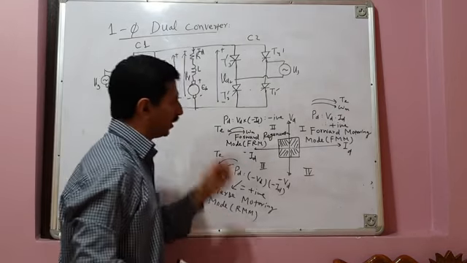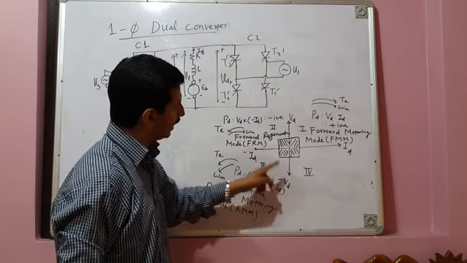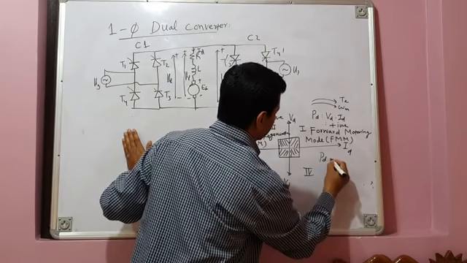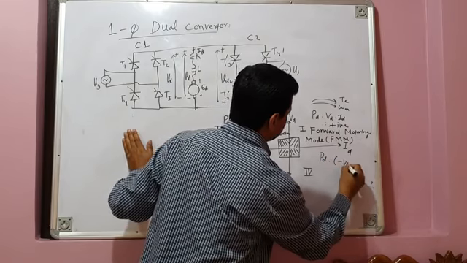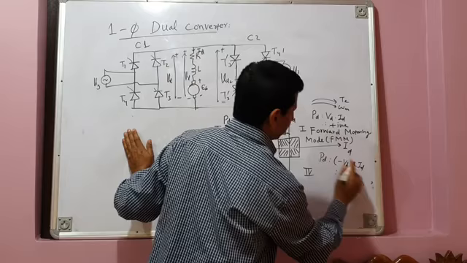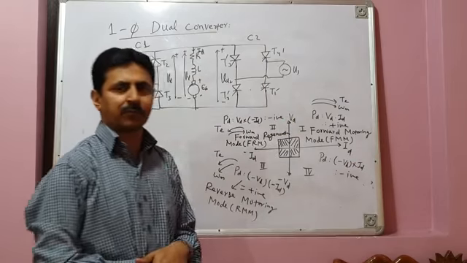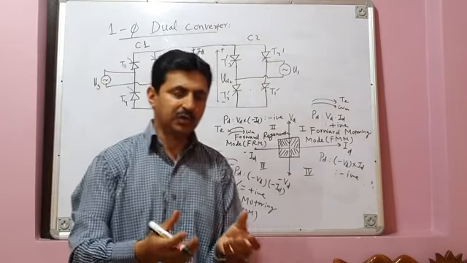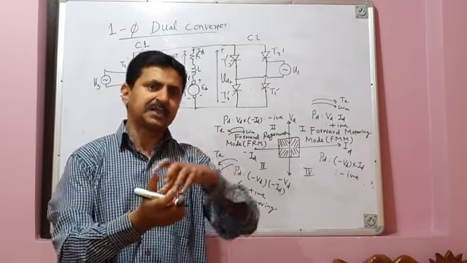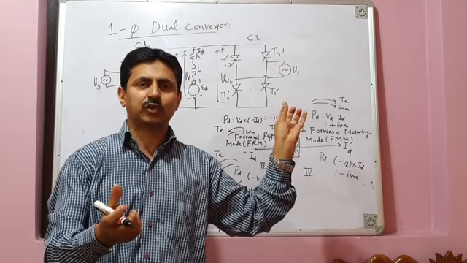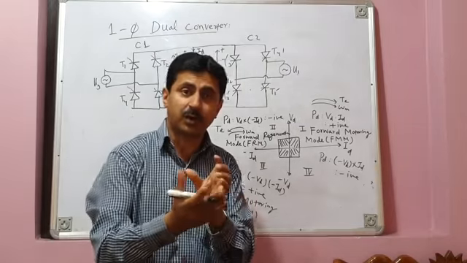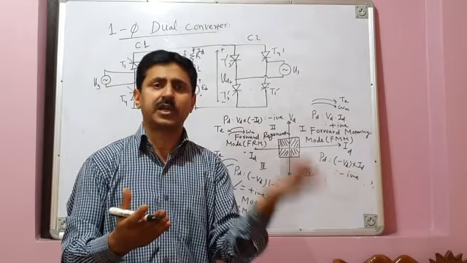In quadrant 4, average output voltage is still negative, but current changes its polarity. So therefore, what is load power? Load power is voltage, which is negative, multiplied by current, which is positive. So load power is again negative, because minus into plus is minus. So negative load power means your machine is again operating as a generator, generating the braking energy, sending that braking energy back to the source. So this is regenerative braking.